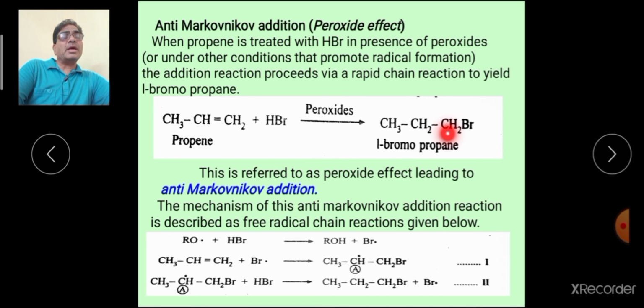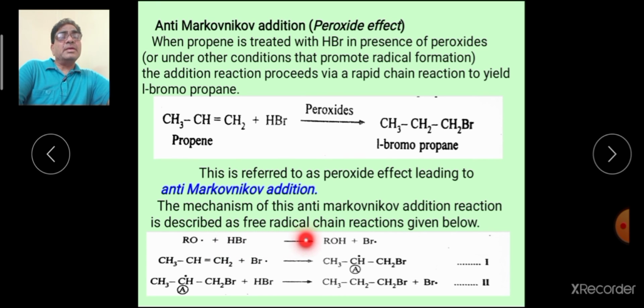What is happening here? The negative part of the adding reagent goes to the carbon containing more hydrogen atoms, while in Markovnikov's rule it goes to the carbon containing fewer hydrogen atoms. The mechanism of this anti-Markovnikov addition reaction is described as a free radical chain reaction. Here the mechanism is given.